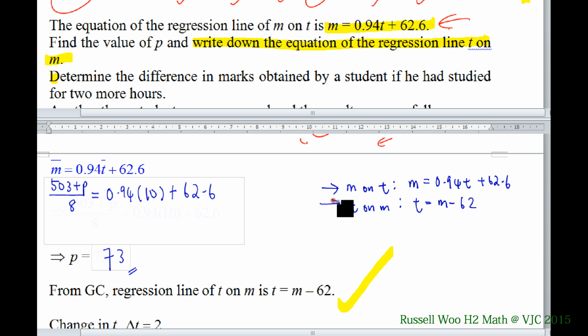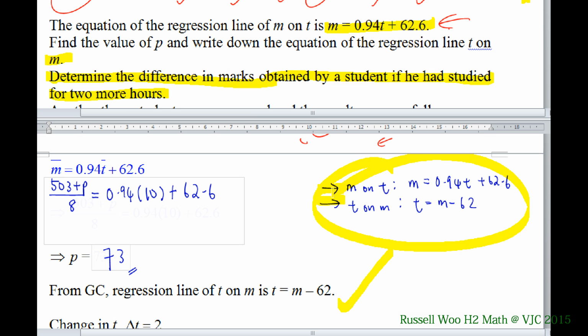Now you have to make a choice for this next part. Can I have attention, please? For this next part, which one do you use, M on T or T on M? Because it makes a difference.